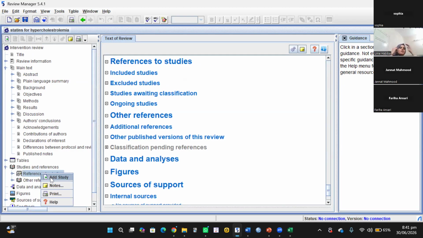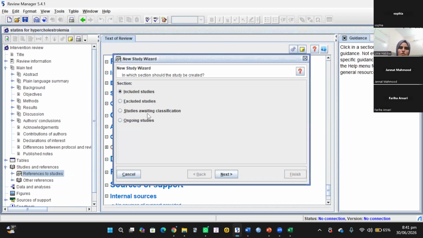Right now, what Revman knows about my review is just the topic of the review. I know what studies I'm including. I know I have their full text. I know their Rob assessment and everything. Revman doesn't. So I have to add the studies that I intend on including in my review to Revman so that Revman can know what studies it's dealing with, right? And later we would add data one by one for each of those studies. So I'm going to click add study. Now it's an included study. Next.